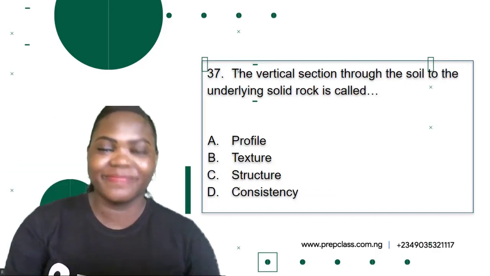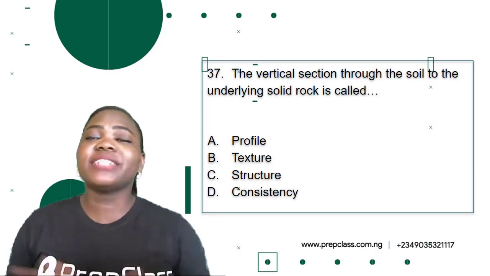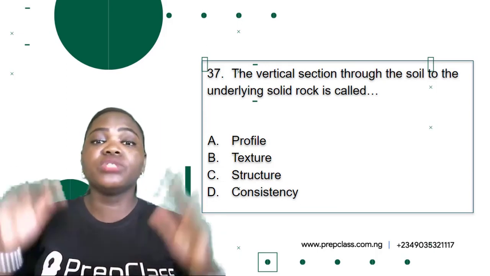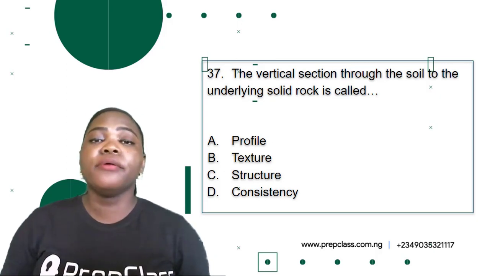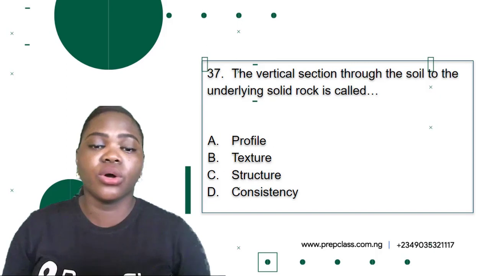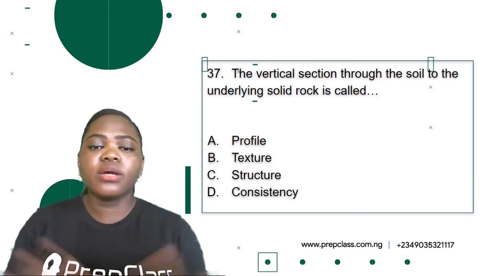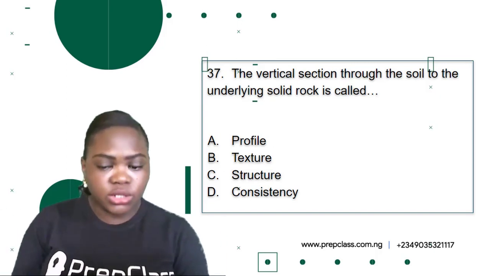Check. Question 37. The vertical section through the soil to the underlying solid rock is called dash. A. Profile. B. Texture. C. Structure. D. Consistency. Okay, so which of the following options is correct?